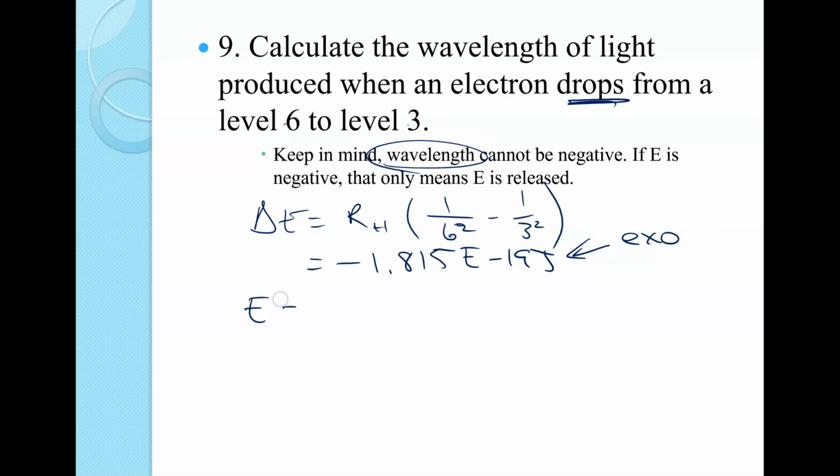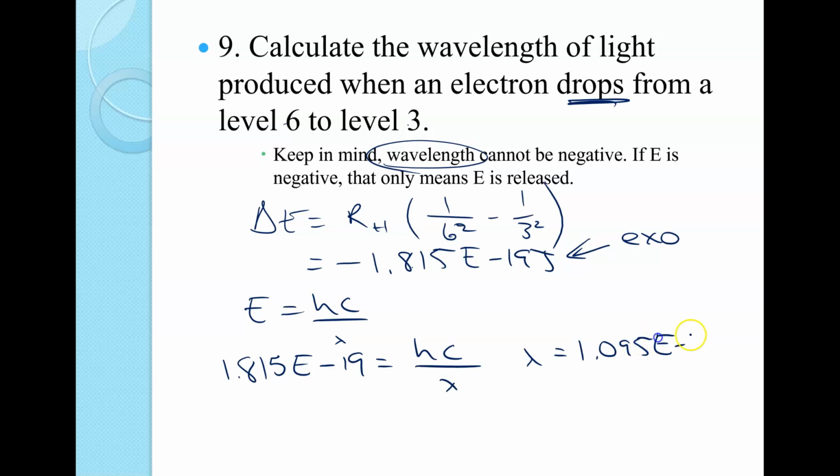Well, I know this equation, E equals hc over lambda, so I'm going to take that energy, and I'm just going to make it positive because it's the energy that's released. The only reason it's negative is energy is released. So 1.815 E negative 19 equals hc over lambda. Do the algebra, cross multiply, divide, whatever you need to do. You end up with a wavelength of 1.095 E negative 6 meters.